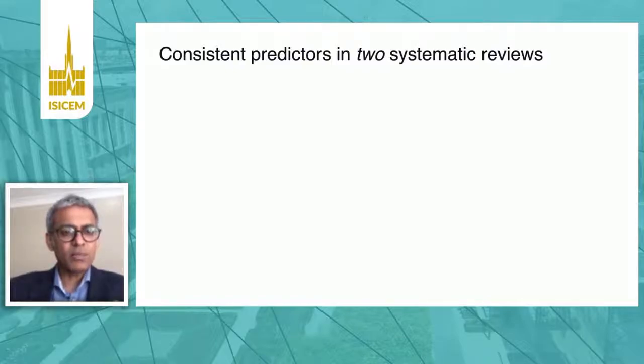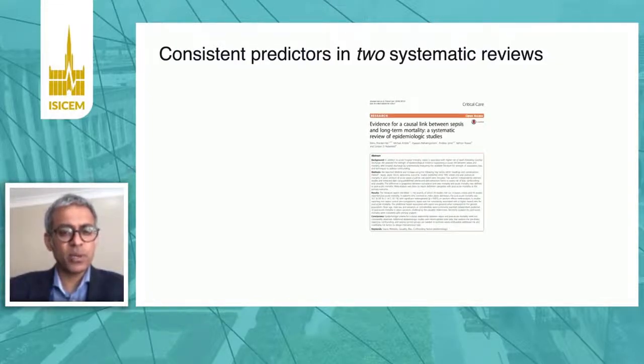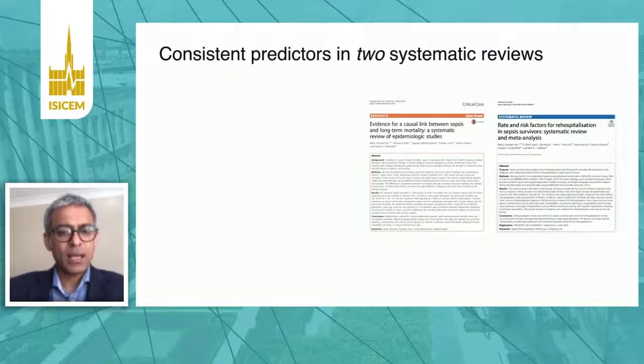When we think about predicting, you look for consistent predictors published in the literature. And I think the two systematic reviews, the first one on long-term mortality in patients who survive sepsis, in roughly 56 odd studies, quite a lot of the characteristics are based on already available data. And the same is the case in patients who have unplanned rehospitalization following sepsis.